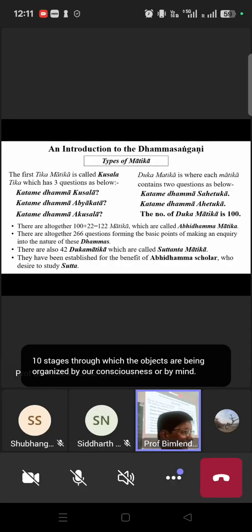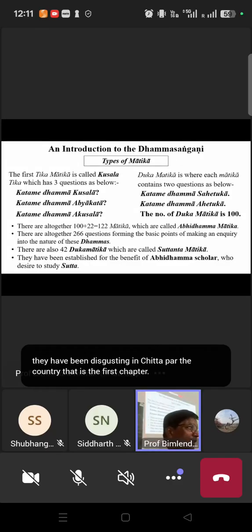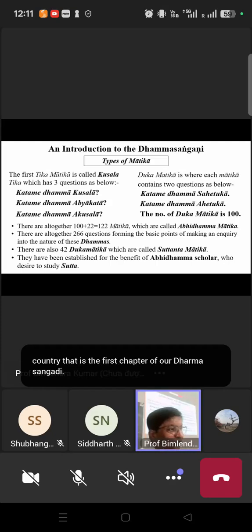So there is another thing. We are discussing here in the Chittuppadakanda how the moral and immoral actions and the inoperative consciousness are arising. All the 89 or 120 types of consciousness have been discussed in Chittuppadakanda, that is the first chapter of our Dhammasaṅgaṇi. Whenever we are talking about the arising of the consciousness, Cetasikas are also discussed here.